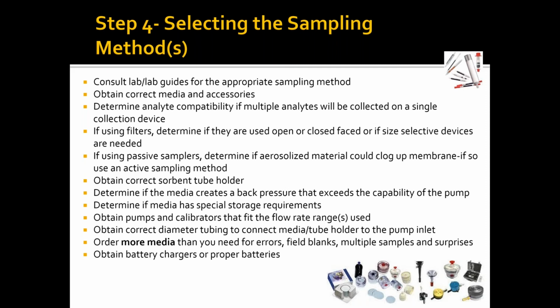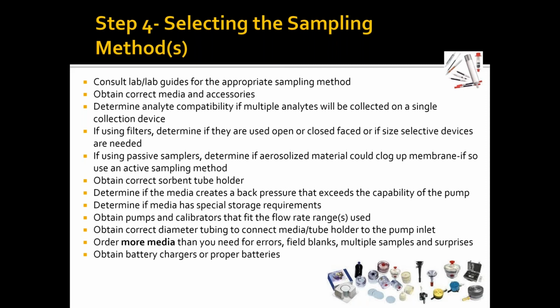If you're sampling multiple analytes at the same time, for example, if you have multiple solvents or multiple metals, these often can be collected on a single sampling device. However, there are the stray ones that don't fit in. For example, the glycol ethers and their acetates can't be collected with most other solvents. Silver cannot be collected if tin is also analyzed. So you need to know if there are these outliers that can't be collected. If you're using filters, are they open face or closed face? That means, does the cover come off or does it stay on? Or do you need a size selective device such as a cyclone or a PPI sampler to do the sampling?